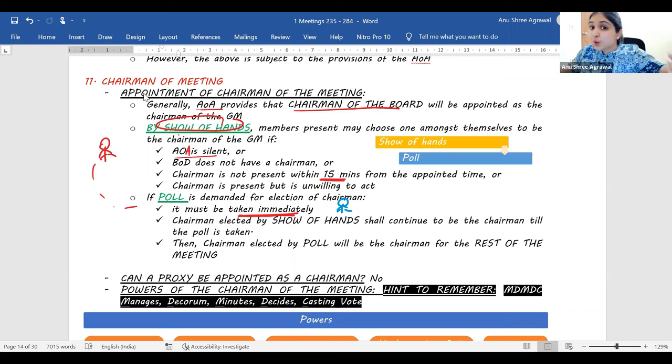In that case, we need to appoint the chairman. How will we appoint the chairman, guys? We will appoint him by show of hands. But in case the shareholders are demanding a poll, then when will we take up the poll? We will take up the poll immediately. But to conduct the poll, we need a chairperson. Who will be the chairperson? The chairperson who was appointed by show of hands will conduct the poll. As a result of the poll, let us say Blue was appointed. For the rest of the meeting, who will be the chairperson? Blue.